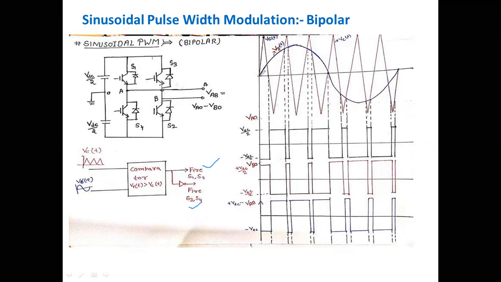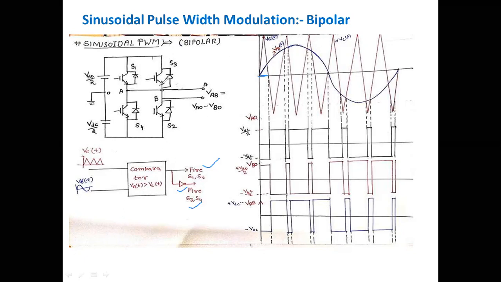So first, we consider this portion of the waveform. In this portion of the waveform, from here to here, we have seen that this is your carrier signal, the triangle waveform, and this is your reference signal. So here the carrier signal is greater than the reference signal. You can see the carrier signal is greater than the reference signal. So when the carrier signal is greater than the reference signal, that means this condition is not satisfied. So we will come here. Then switches S3 and S4 are turned on.